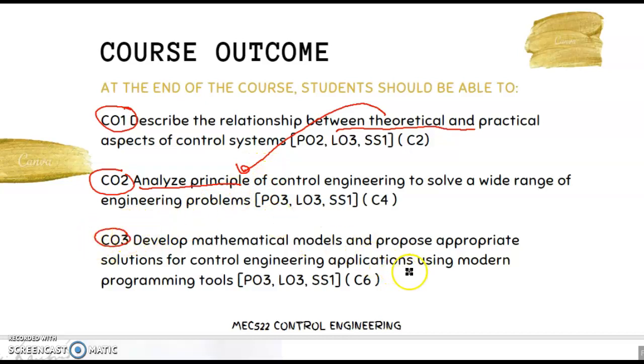CO3, we can use modern programming tools. So this means you already know the theoretical, and then you calculate and analyze, and then you can verify using tools, whether MATLAB or other tools, maybe LabVIEW or something else.